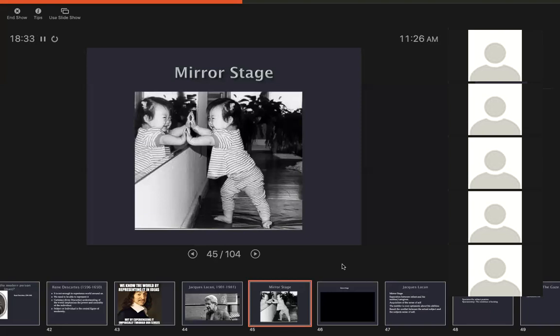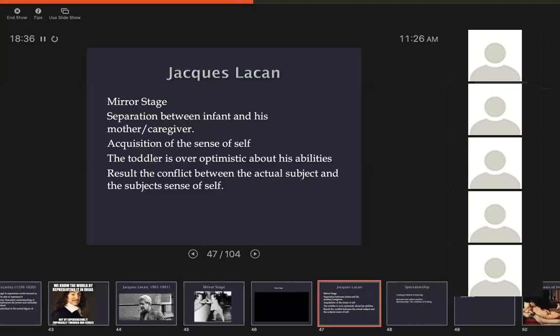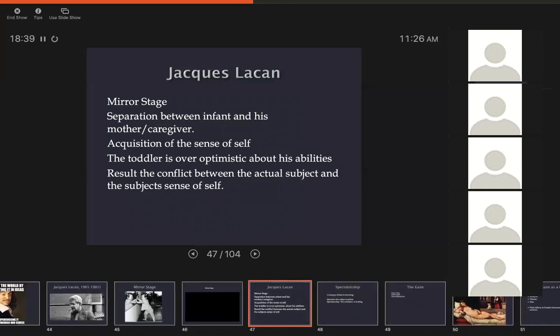Okay, so this is the summary of what I've talked about, right? So Jacques Lacan's mirror stage is about separation between infant and his mother or his caregiver. So they are separated. As a result of that, once we understand that we're separated, we acquire a sense of self. I am my own self. Each of you, you're much older than what we discussed. We all know who we are and our boundaries. The toddler tends to be overoptimistic about his abilities.